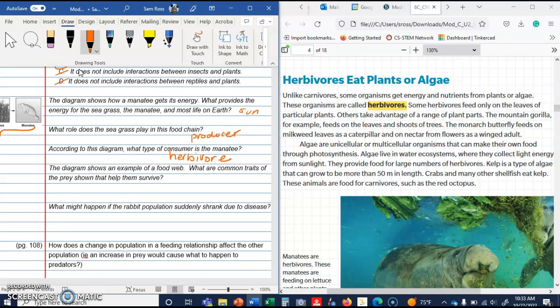And I thought wrong. So it says, what are common traits of prey? Okay, so common traits of prey in the picture that you will see, especially on the quiz, mice and rabbits, they are the prey. They have quick reaction time, comparatively large ears, muscular hind legs, and an alert nature. And then what might happen if the rabbit population suddenly shrank due to disease? So when one organism is removed, the populations that feed on it decrease.